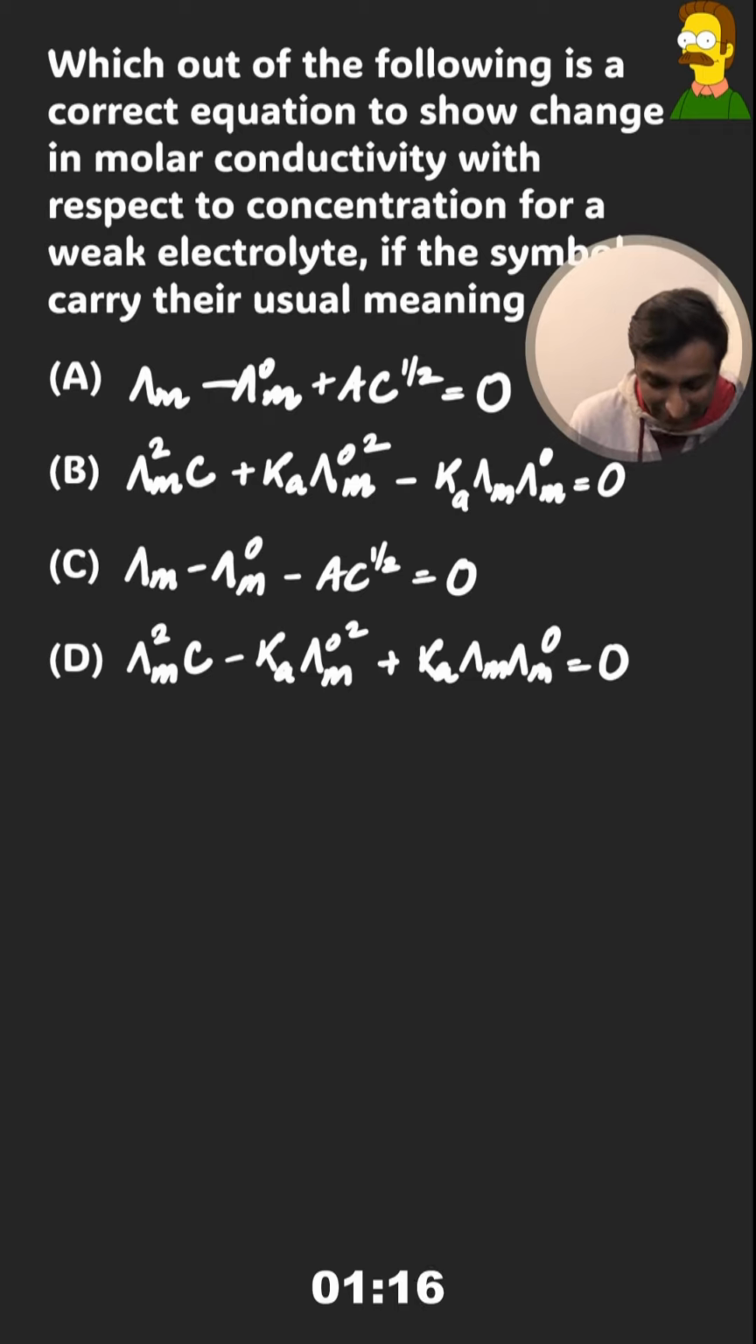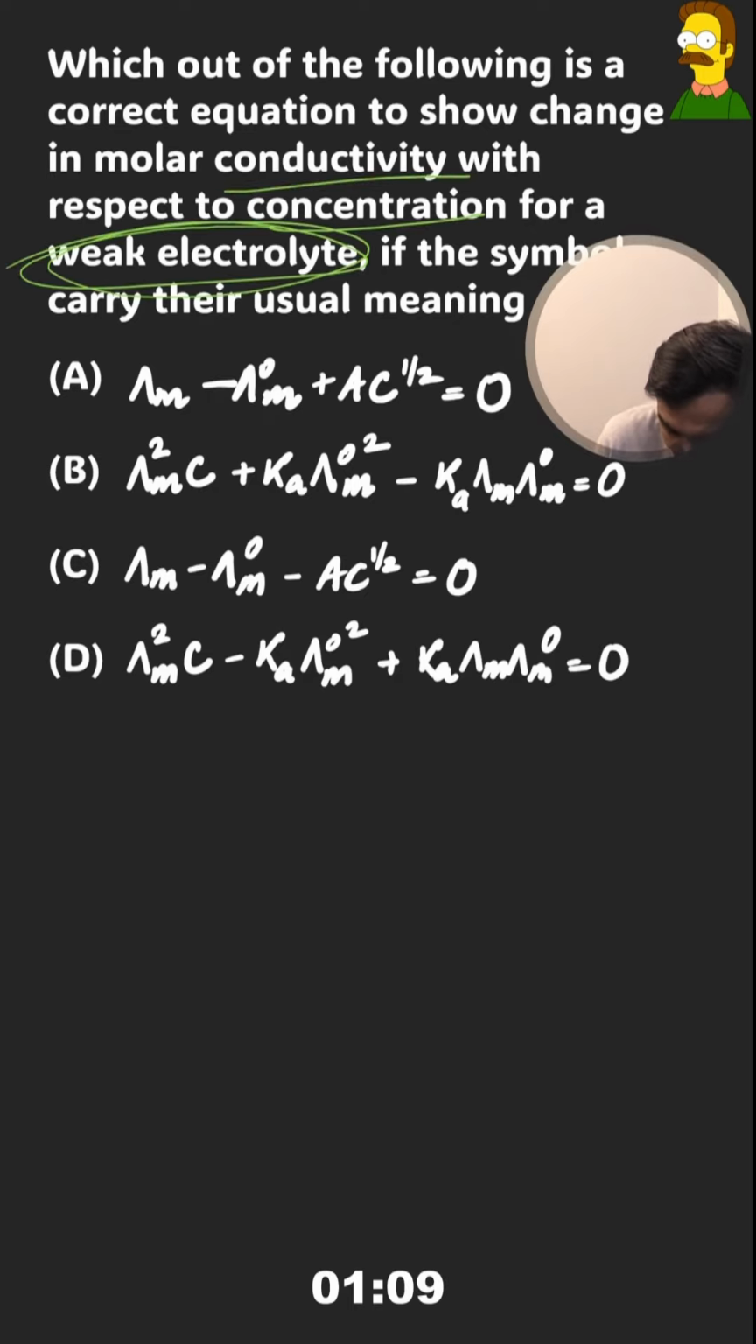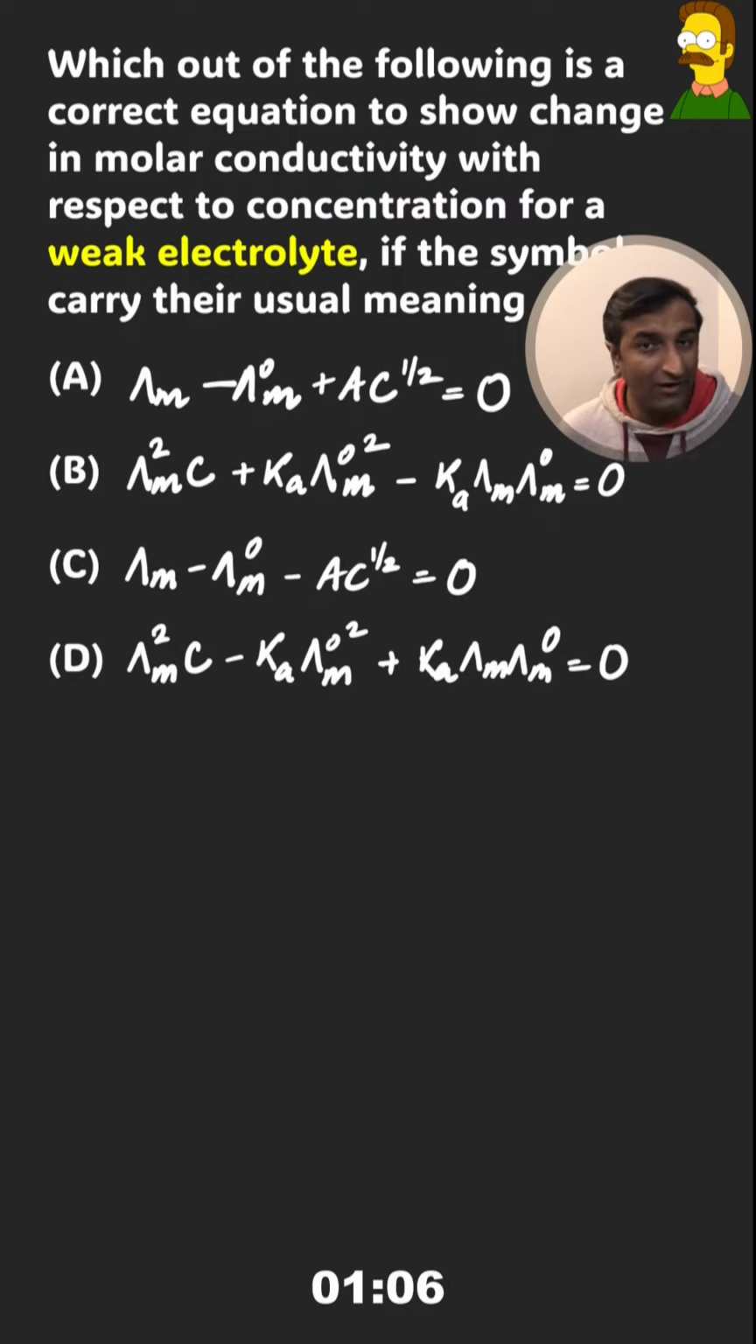Last one, we already had the last one less than 2 minutes out, right? Which of the following is a correct equation to show change in molar conductivity with respect to concentration for a weak electrolyte? That's the keyword right here. Weak electrolyte. Strong electrolyte has a root C thing, so that's not our focus. So let's cross it out.